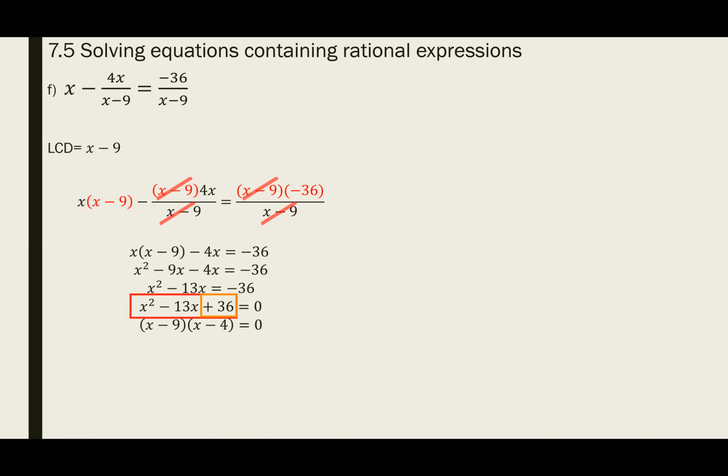And now what do I do? Well, I need to take one of the parentheses and set it equal to 0, the other parenthesis and set it equal to 0. And how do I solve for x on this side? How do I get rid of the 9? To get rid of the 9, I need to add 9. And how do I solve for x on this side? To get rid of the 4, I need to add 4. So these are my two answers. My two answers, ladies and gentlemen, are x equal to 9 and x equal to 4.